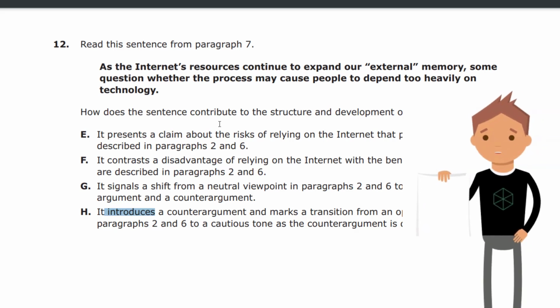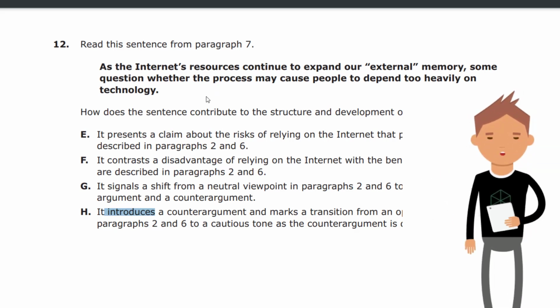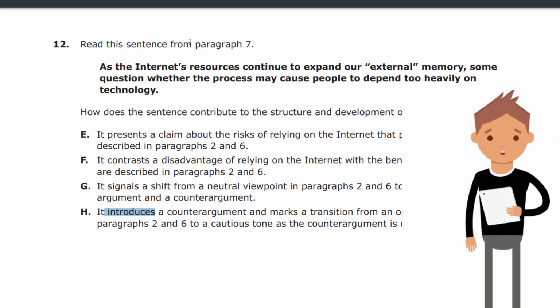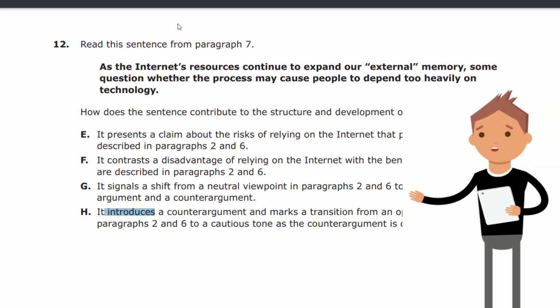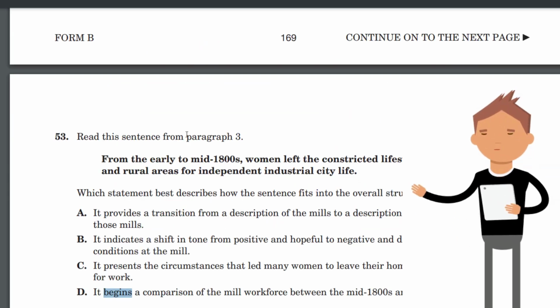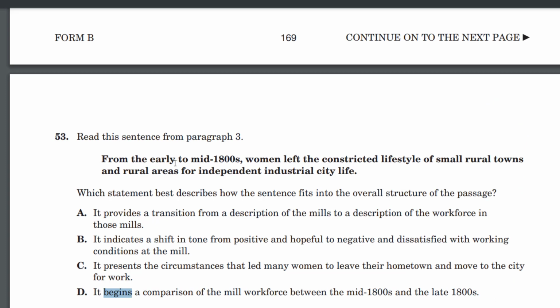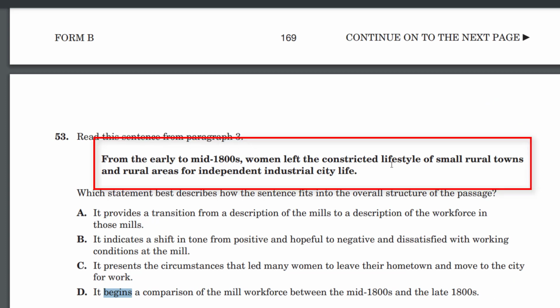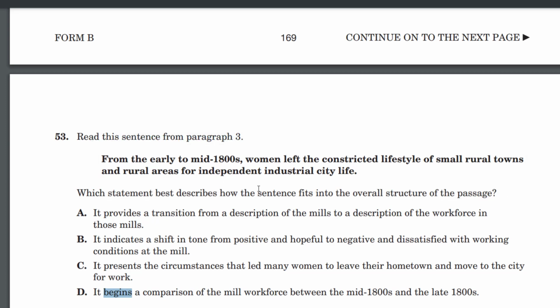That's the key question. Once you've identified it, in overall structure prompts, like any function question, you want to understand the transition. So you should immediately be thinking of transitions: the transition from the ideas presented before into what ideas come after. Take a look at our first example. From paragraph 3, early to mid-1800s, women left the constricted lifestyle of small rural towns and rural areas for independent industrial life. Which statement best describes how it fits in the overall structure?